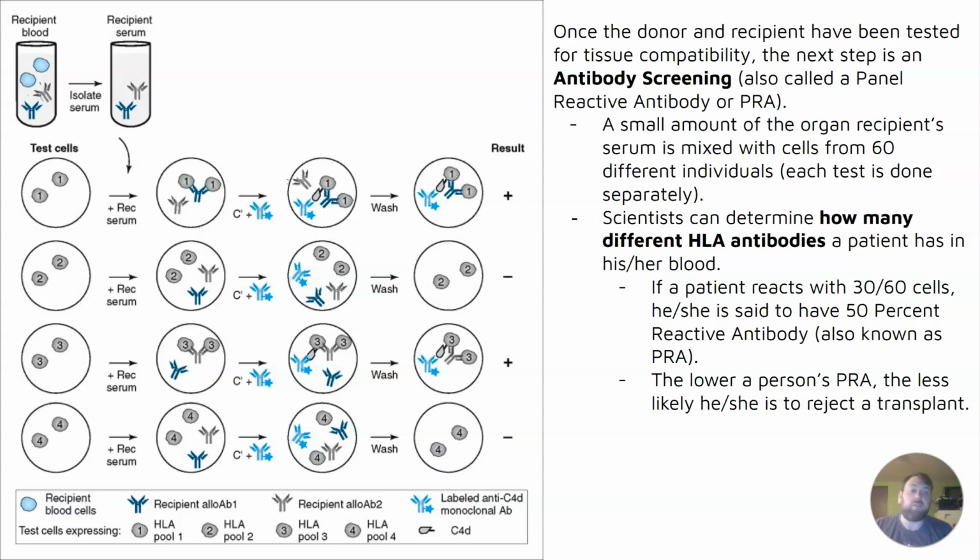Now, if we have all those cells taking place here, and my antibodies attack 30 out of 60 of those, then my antibodies are 50% reactive. And we're trying to get that number to be as low as possible. So a person that has, say, an 80% reactive antibody test might suggest that their receiving of the organs wouldn't go so well. Their antibodies are super reactive to all sorts of antigens.